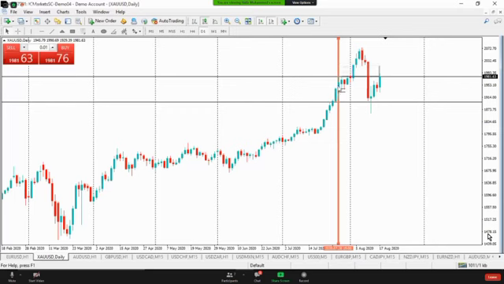Yeah, so this is the time he made the analysis. The previous candle was bullish. The previous daily candle was bullish, and also the current candle was bullish. So that's what you'll have to look for.